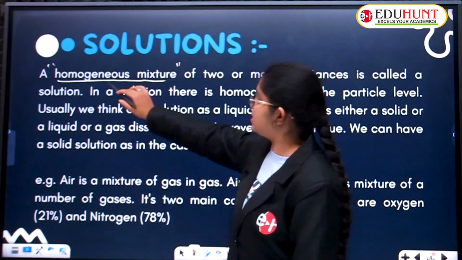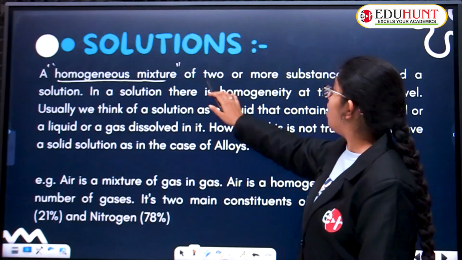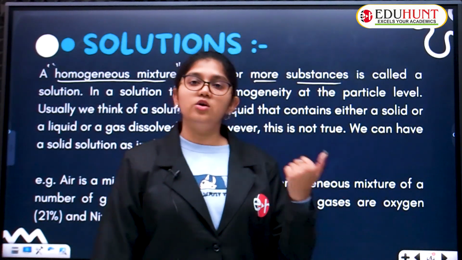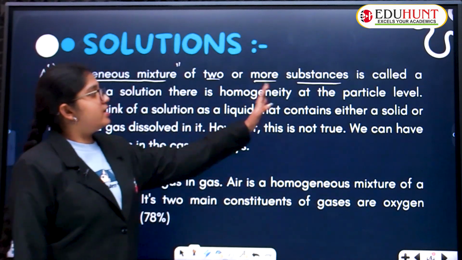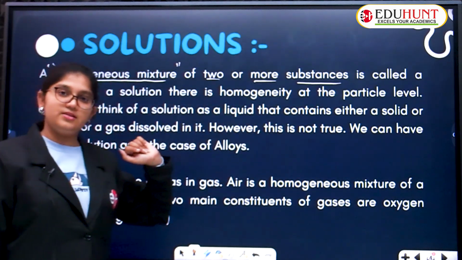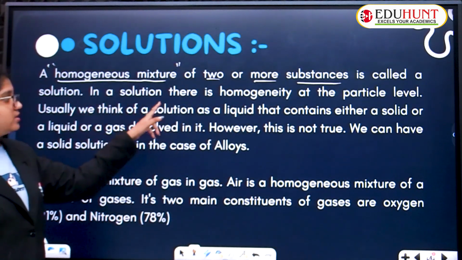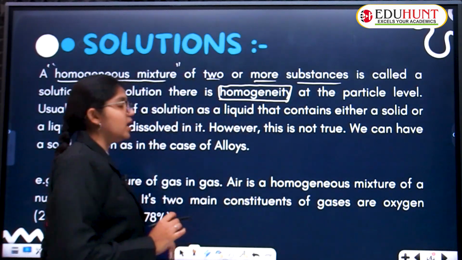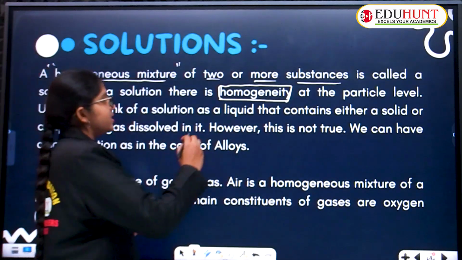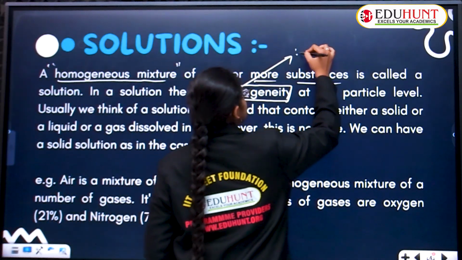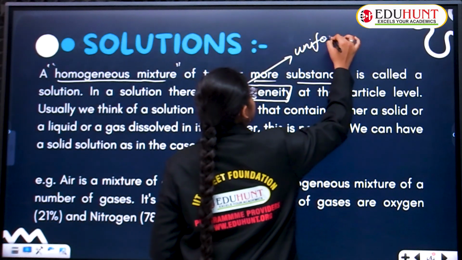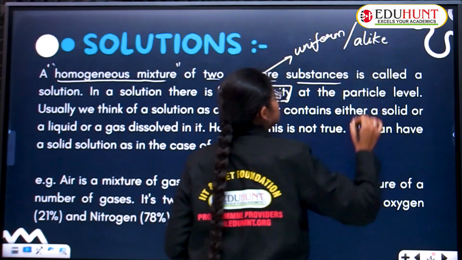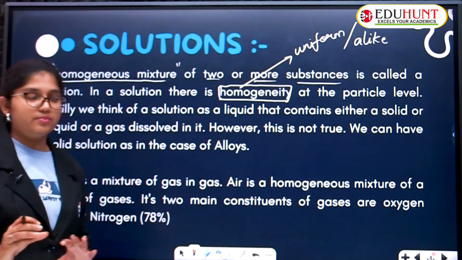So a solution is a homogeneous mixture of two or more substances. Okay, so it is called a solution. And in a solution there is homogeneity. What is the meaning of the word homogeneity? Homogeneity means uniformly distributed, alike, the same all through the substance.